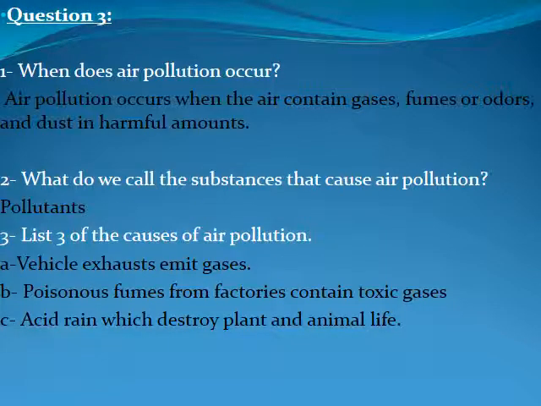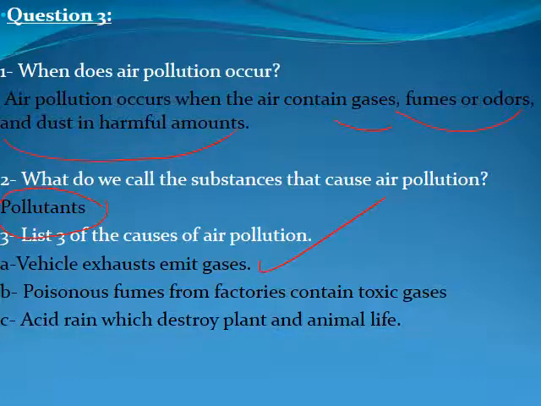So, when does air pollution occur? Air pollution occurs when the air contains gases, fumes or odors, and dust in harmful amounts. What do we call the substances that can cause air pollution? They are called pollutants. List 3 of the causes of air pollution with explanation.